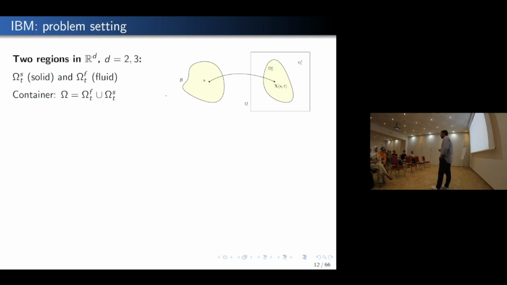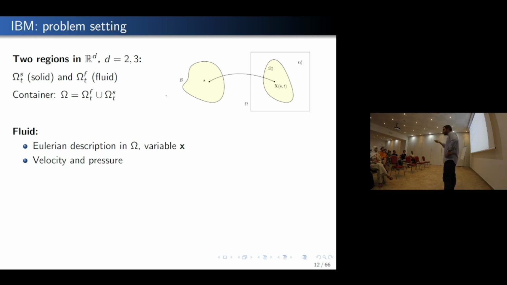Problem setting of the immersed boundary method. Okay, we have two regions in R^d, where d can be 2 or 3. The first one is Omega_t^s, the region occupied by the solid at the time instant t, and then we have Omega_t^f, the region occupied by the fluid at the same time instant. And then we consider Omega, the union of these two, Omega_t^s and Omega_t^f. It's like a container and it is independent of time.